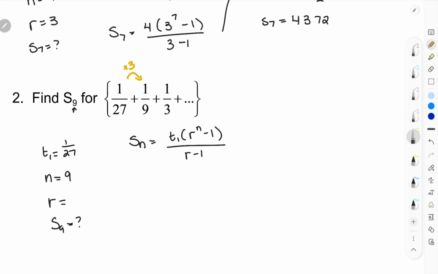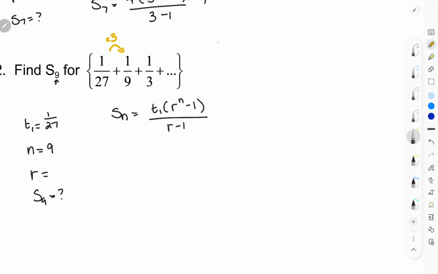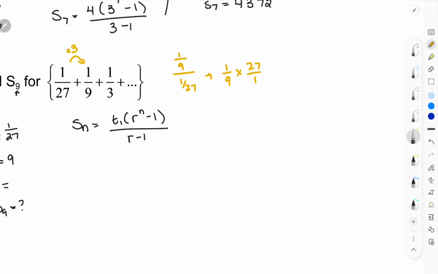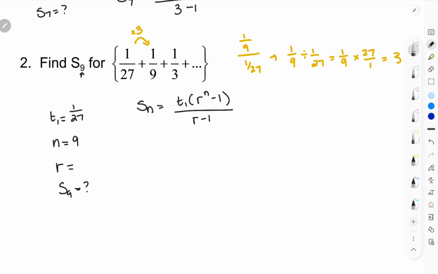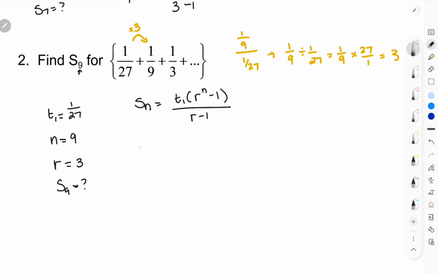Now, when I find my R, it can be a little tricky to recognize. It is times 3, but if you're ever not sure, take some number 1/9 divided by 1/27, right? Use your fraction rules. I kiss and flip. I have 1/9 times 27 over 1, which reduces down to 3. So my R value here is 3.